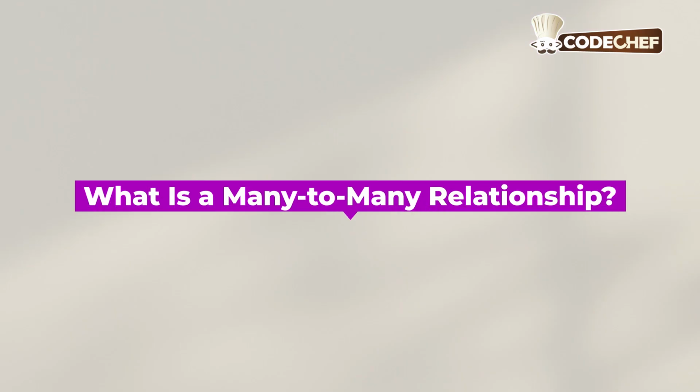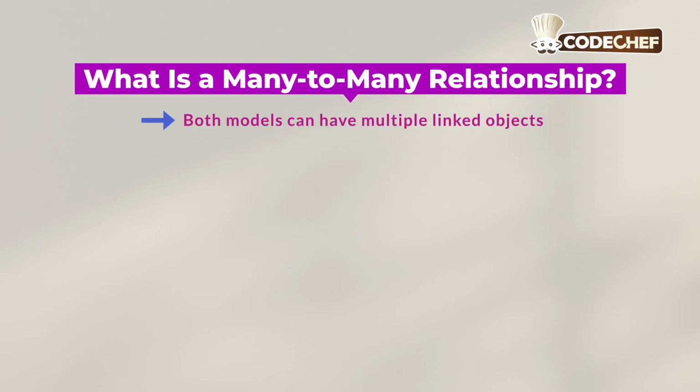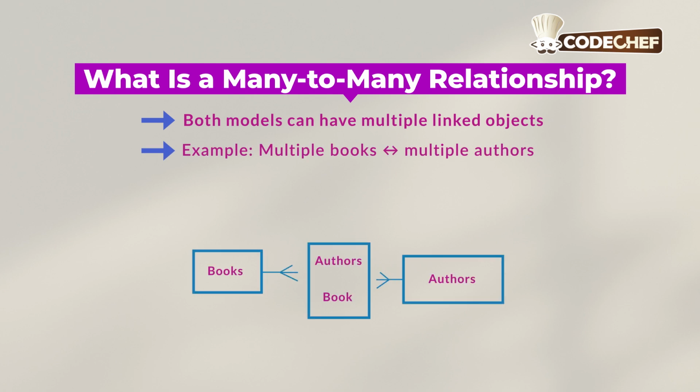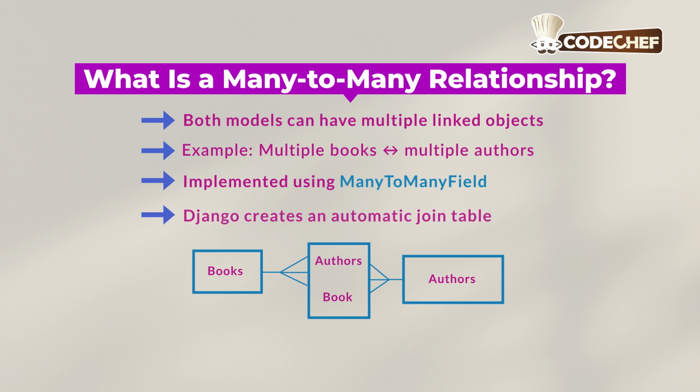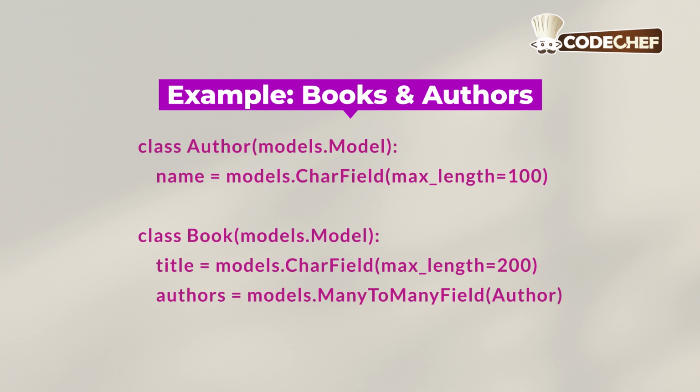A many-to-many relationship means that multiple entries from one model can be related to multiple entries from another model. For example, a book can be written by multiple authors, and an author can also write multiple books. Django handles this with the many-to-many field, which we will see when we take the examples. In this example, every book can have multiple authors and every author can have multiple books. Django automatically creates a third table behind the scenes to store these relationships.